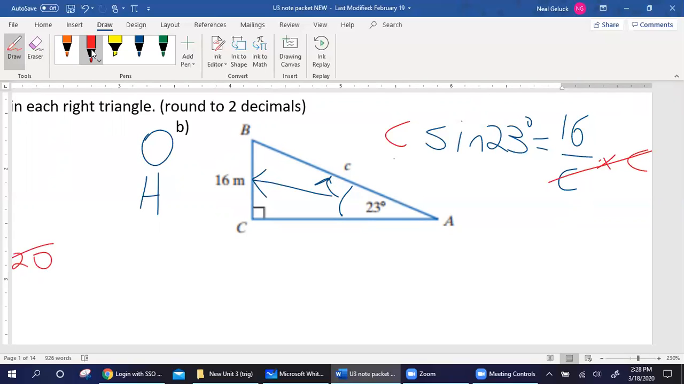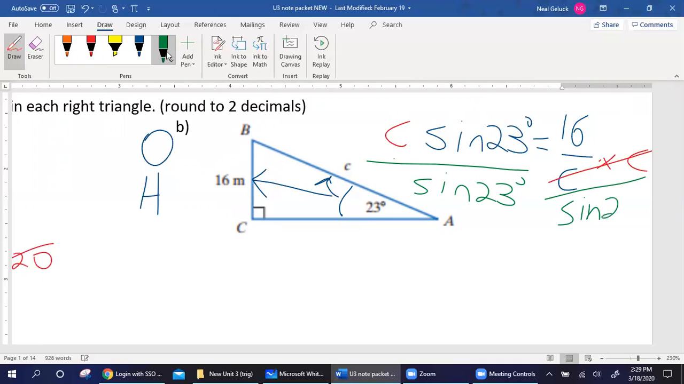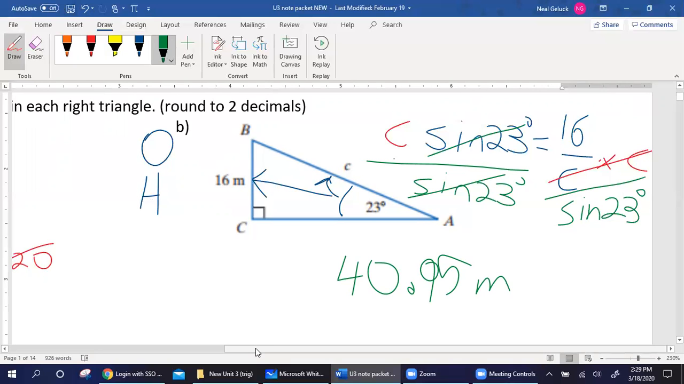And now to get C by itself, I need to divide out sine 23 degrees. So that'll cancel over here. And so actually I'm doing 16 divided by the sine of 23 degrees, which gives me about 40.95. Ooh, that's a terrible 5 meters. Good thing you can look on the filled in notes online, because this is not going to be written very well.